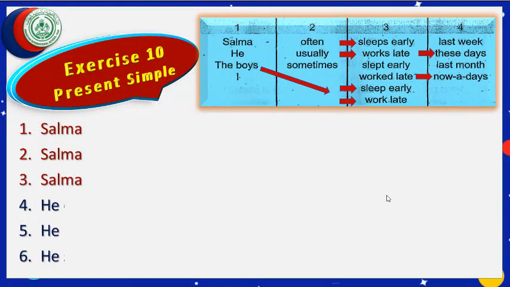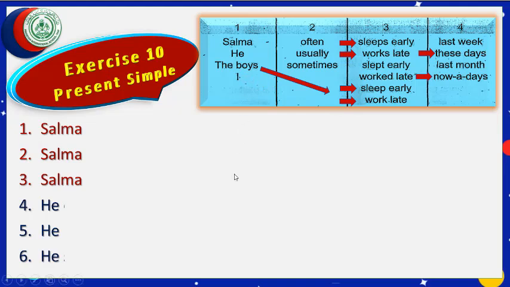Yes, students, let us start making the sentences. You can see here I have marked the same phrases that I marked on the previous slide also. While making the sentences in present simple tense, you will use sleeps, works with Salma and he, but you will use sleep and work when you will use the boys.